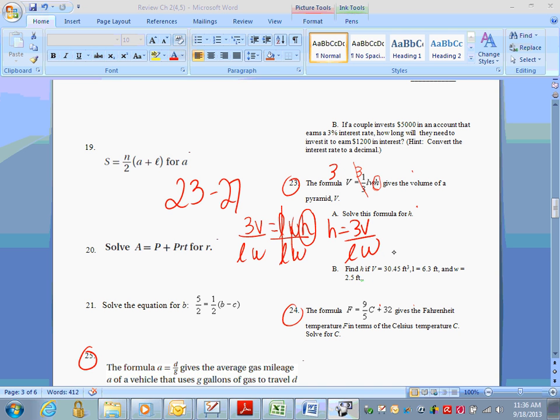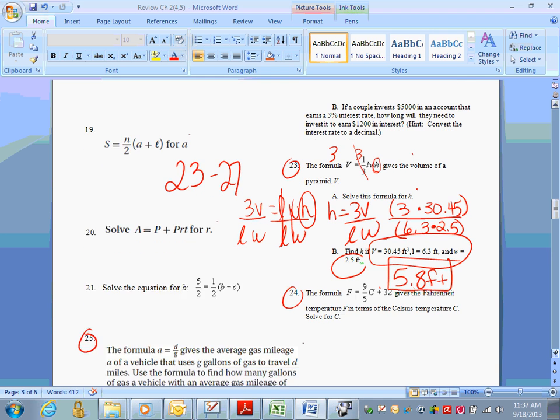Now I need to plug in the following numbers for the variables that they represent. Since V is 30.45, I need to multiply that by 3. Now if you're doing this in the calculator, you need to make sure you put this into a fraction or that you use parentheses. The bottom is length times width, which is 6.3 multiplied by 2.5 in parentheses. If you put that in the calculator correctly, you should end up with 5.8. And that 5.8 stands for feet.